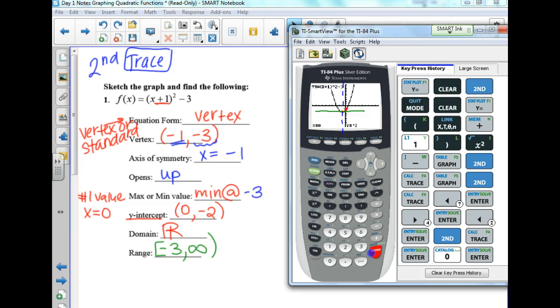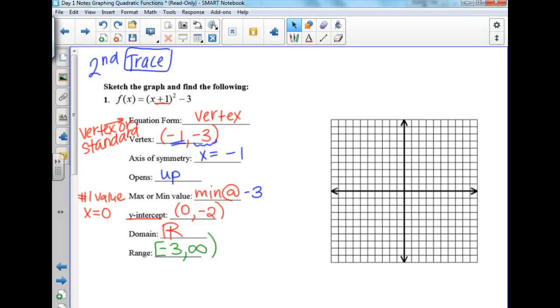Okay, now I know that's taking a few minutes to do that part, but once you get the hang of it, it's real fast. Then on your graph, you're just going to graph the stuff you have over here. So graph the vertex, -1, -3. And then graph the axis of symmetry. That's just a dashed line that goes through the vertex. So I still want you to graph that.